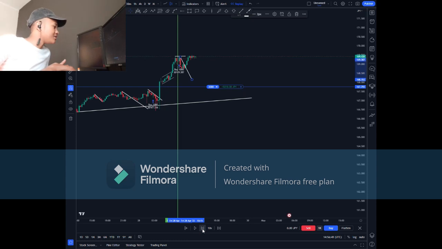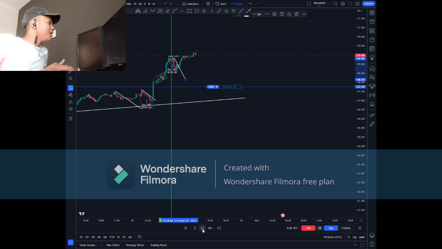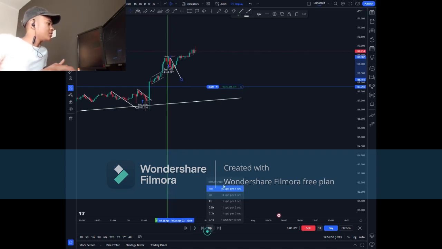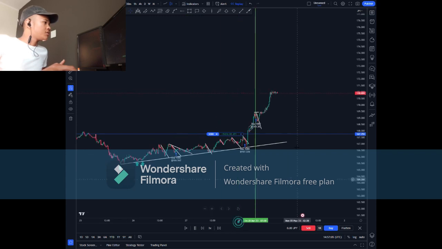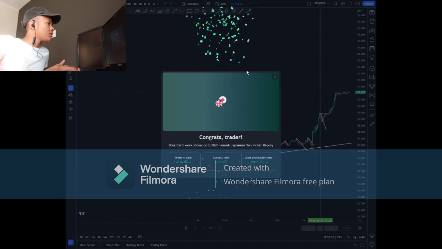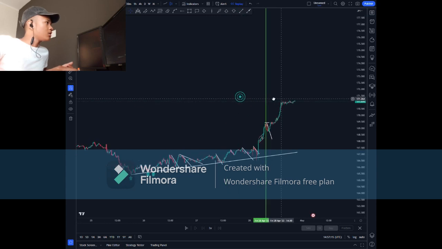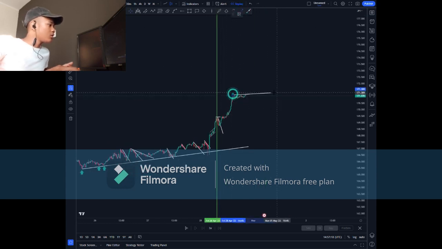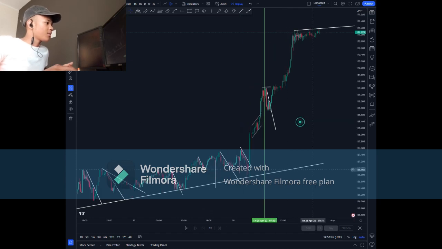London session already started. Waiting for a big bullish candle. Big bullish candle. It's going through. Oh, keep this. Already in profit. Yeah. Let's pause this. Why did it close? So yeah, it's telling you close me out.